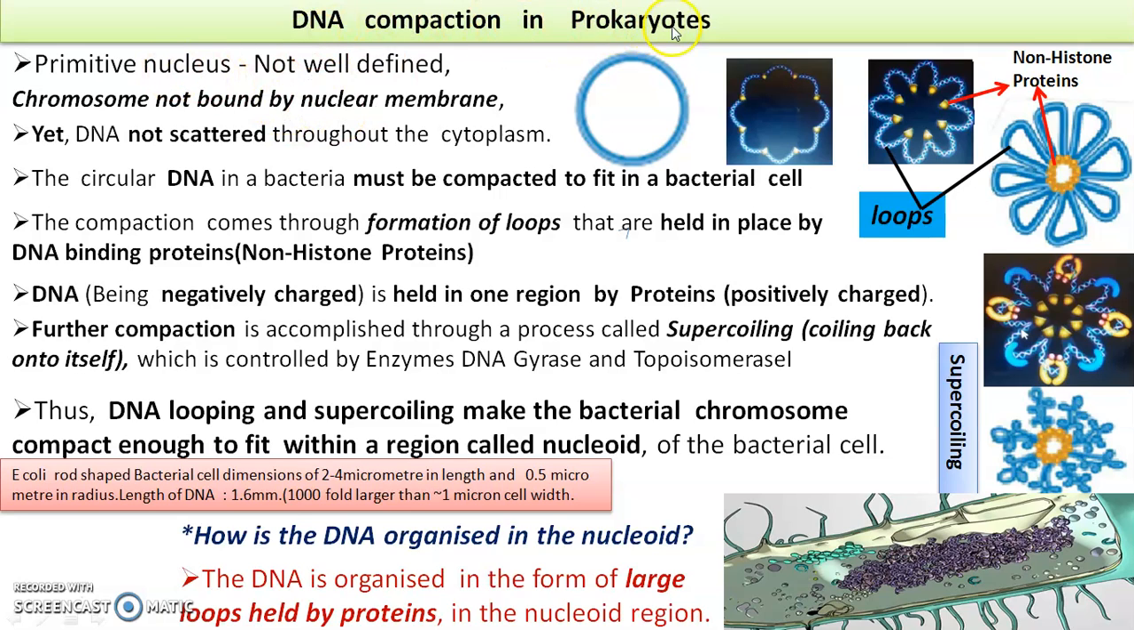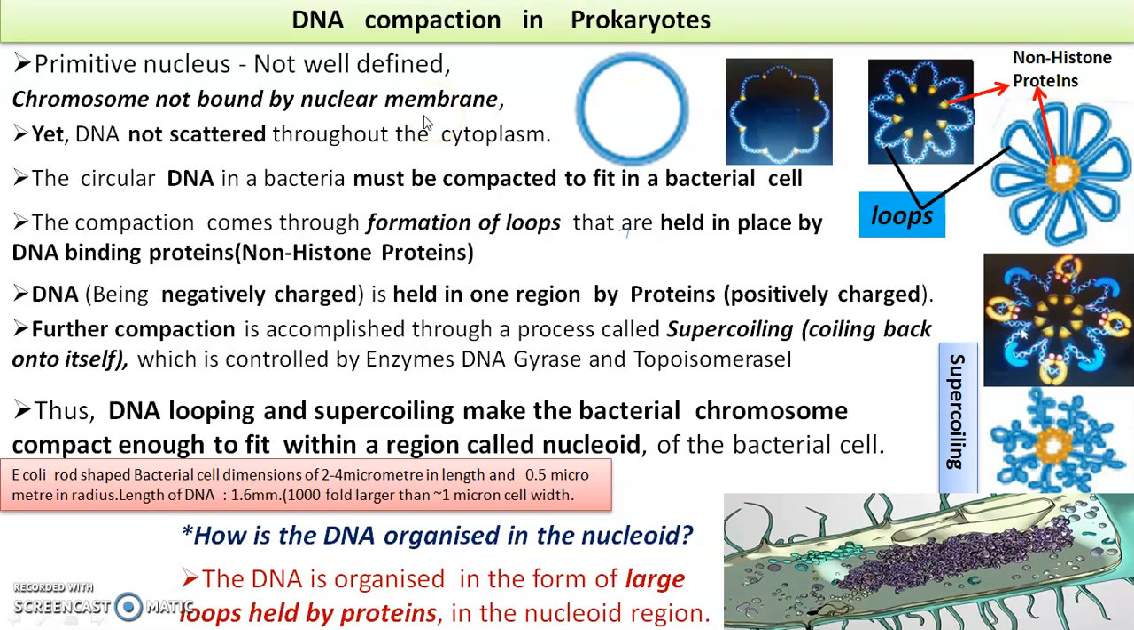You know what are prokaryotes? Primitive nucleus, pro meaning primitive, carry-on related to nucleus. So they have a very poorly developed nucleus, primitive nucleus, not well defined. The boundaries are not there, that is the nuclear membranes are not there. So chromosomes or the genetic material is not bound by nuclear membrane in prokaryotes.